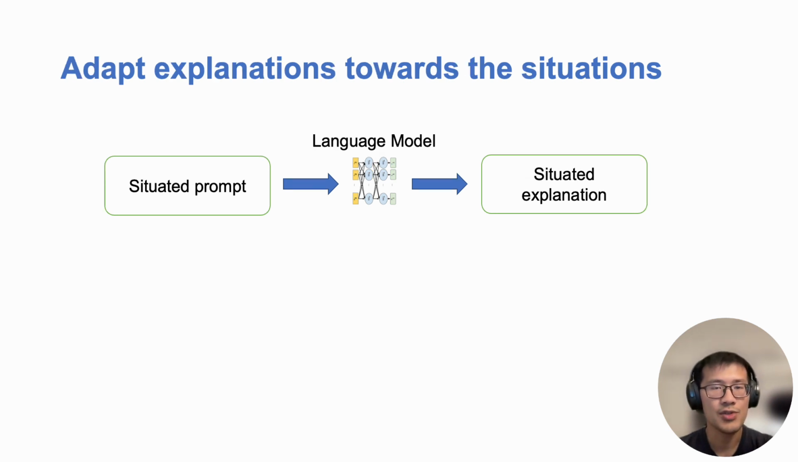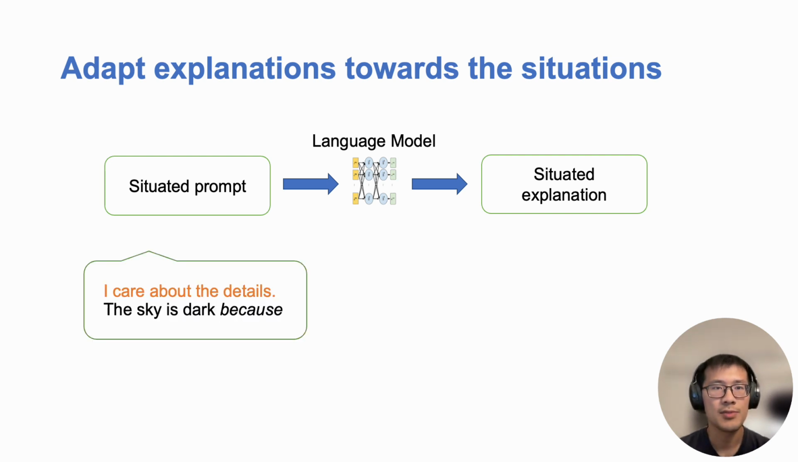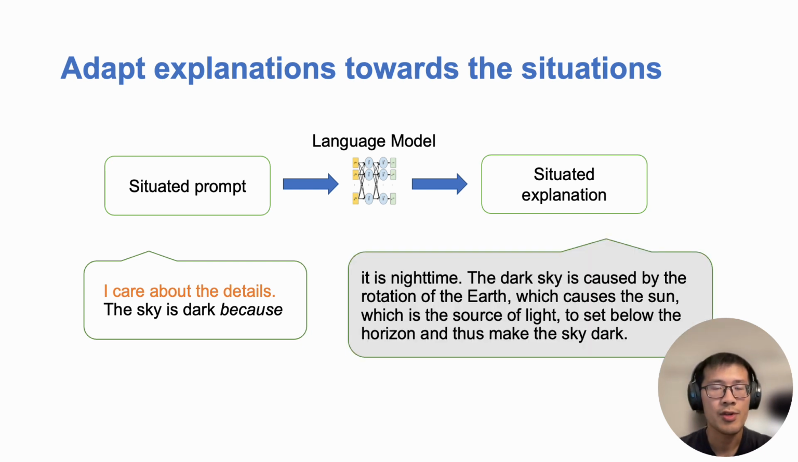To adapt the explanations towards the situations, we can write some desired properties into the prompt. For example, we can describe the situations in plain text. We can say, "I care about the details. The sky is dark because." And then GPT-3 is going to provide a more detailed explanation.